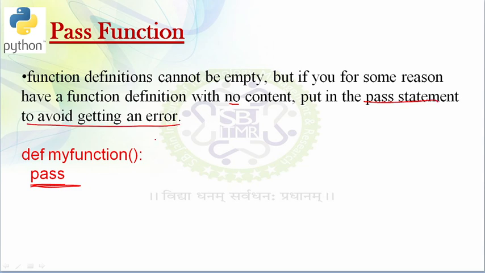Okay, so if I don't want to provide any definition to my function, in that case I can use the pass statement and it will avoid any type of error. This type of pass statement is very useful when we will be learning object oriented programming, because in object oriented programming, suppose I don't want to provide any definition, in that case I can make use of it.